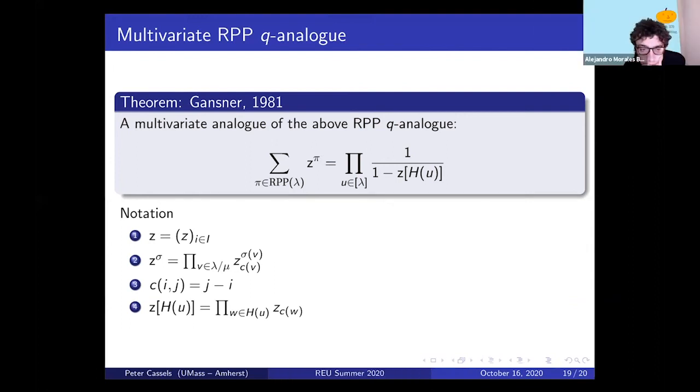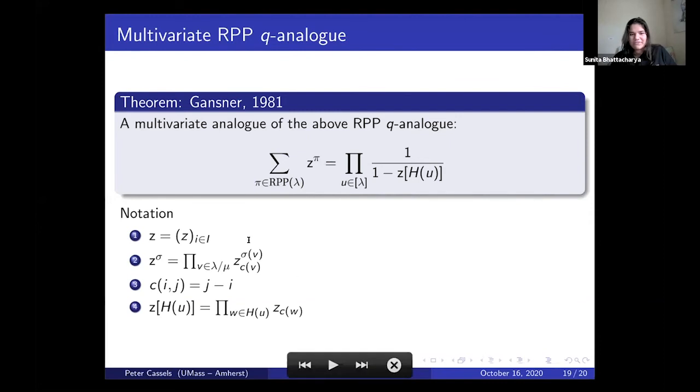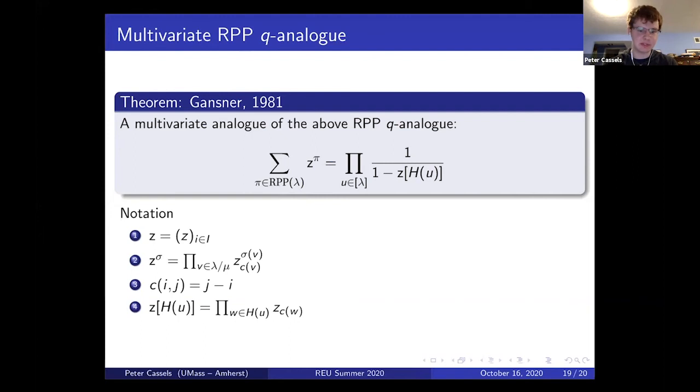What's the notation? In the second equation, you have z to the power, what do you call it, sigma of v? I did switch from pi to sigma, but both are RPPs or SSYT depending on the context. Can you define sigma of v? If sigma is an RPP and v is a cell, then sigma of v is just the entry in that cell.